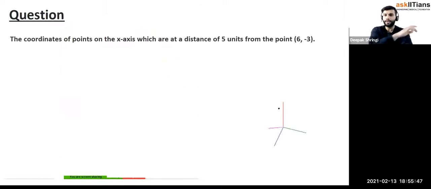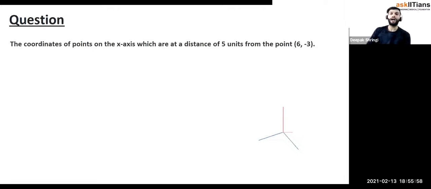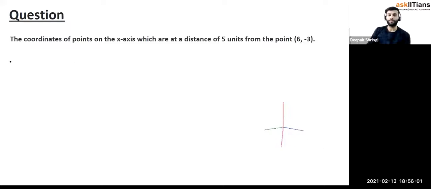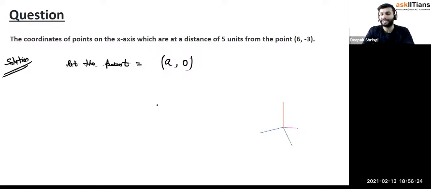Let's move forward. Perfect. So guys, the question to you is: find the coordinates of the points on the x-axis which are at a distance of 5 from the point 6, minus 3. So solve it, guys. Dekho, the point is lying on the x-axis, right? We don't know the point, so let the point be a comma b. This is how we let a point, but over here we are going to let it be a comma 0. Why 0, by the way? Because the point lies on the x-axis, and if the point is lying on the x-axis, its y coordinate would be 0. That we have learned already, right?